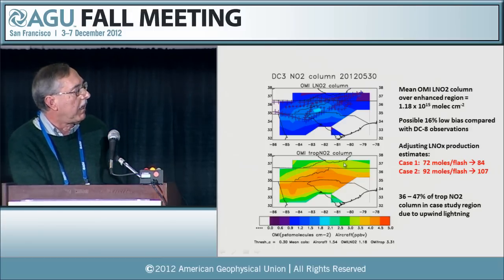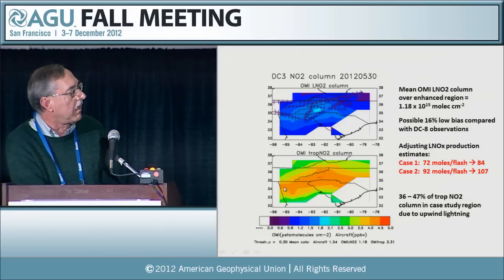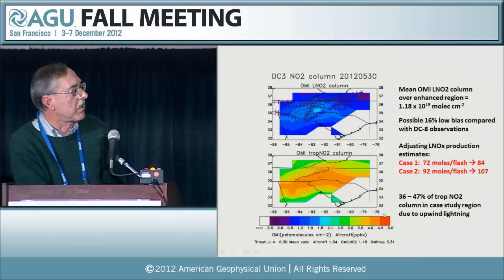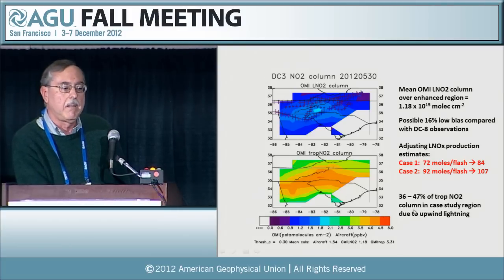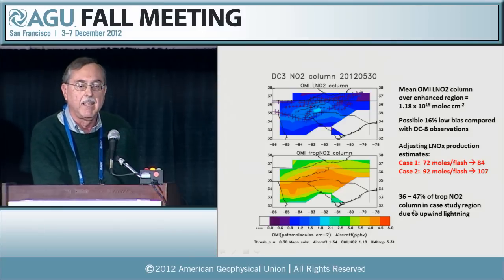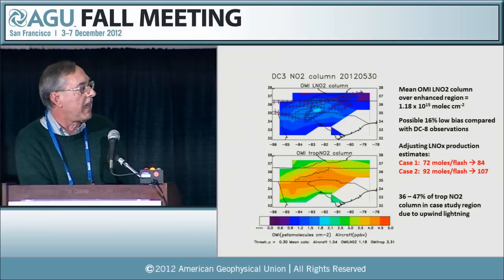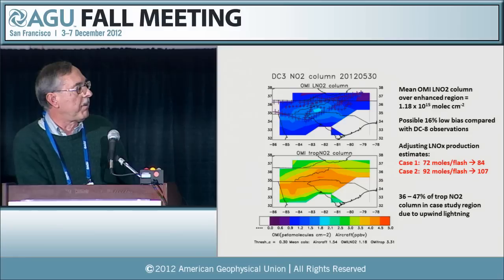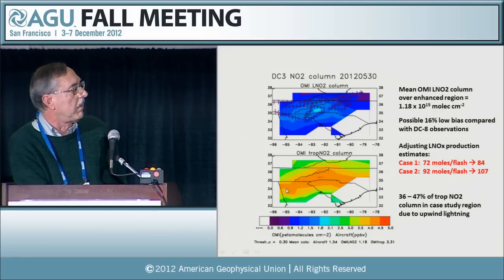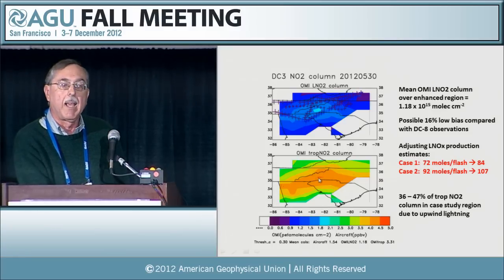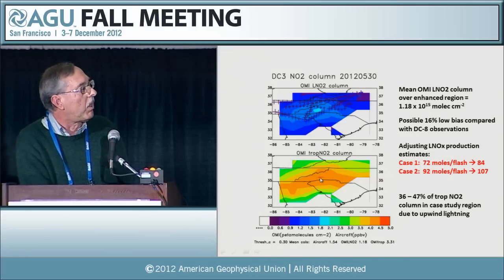Anyway, this area here in the western Carolinas and so on was very heavily influenced by the lightning from Oklahoma on that previous day, and about 36 to 47% of the column amount of NO2 in this region was from that lightning back in Oklahoma.